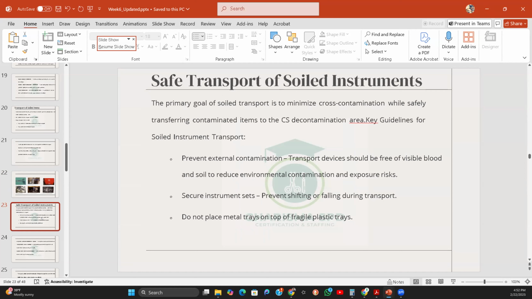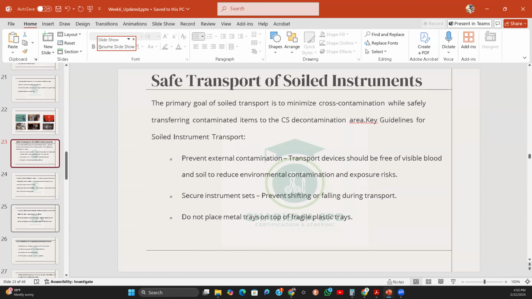All right. Can somebody read the first three bullets? Then we can do the explanation. I need a favor. Somebody do me that favor. Prevent external contamination. Transport devices should be free of visible blood and soil to reduce environmental contamination and exposure risk. Second, secure instrument sets. Prevent shifting or falling during transport. And then the last, do not place metal trays on top of fragile plastic trays.